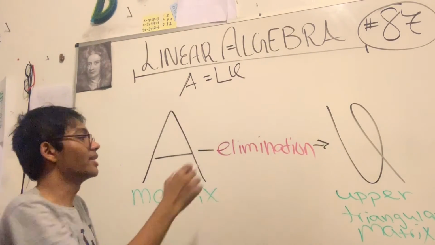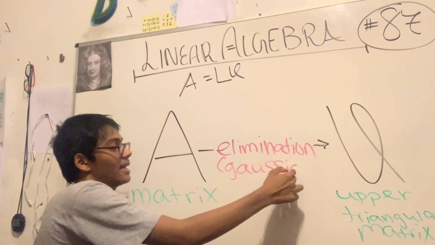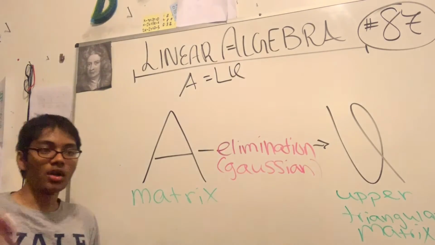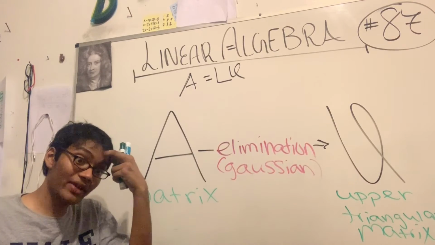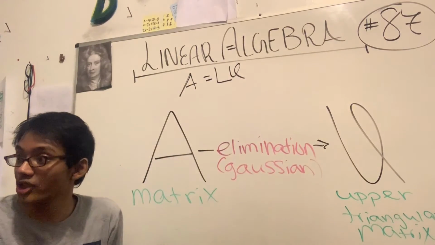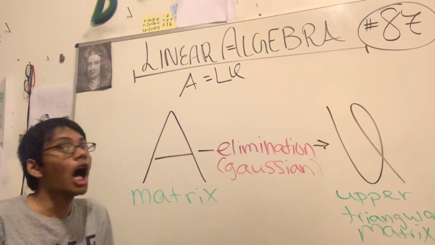Gaussian elimination, to be more specific. I mean, there are many types of elimination, but really the fact of the matter is we're using Gaussian elimination to get from A to U. But then how do we get back? How do we undo that?